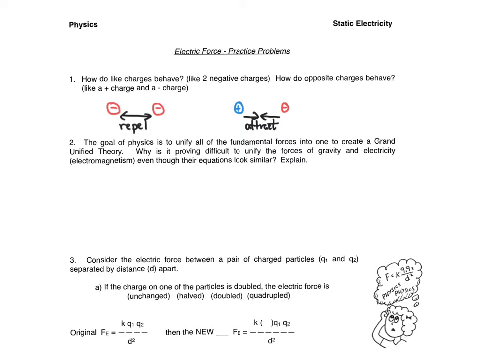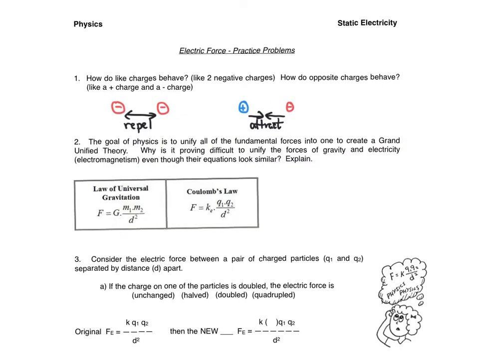All right, number two. The goal of physics is to fully unify all of the fundamental forces into one to create what we call unification or a grand unified theory. So why is it proving difficult to unify the forces of gravity and electricity even though their equations look similar? So here we have the mathematical relationships for the force of gravity and for the electric force. Yes, and at first glance they look to be very similar, right?